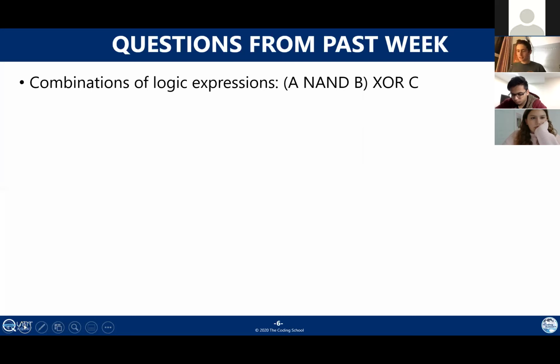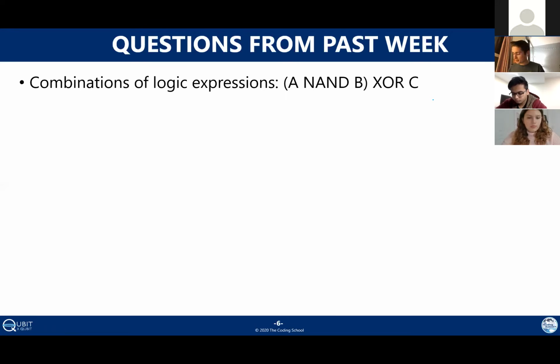Okay, so questions from the past week. The first one that seemed to trip up a lot of people was combinations of logic expressions. There was a question on the homework that looked something similar to this. I don't know if it was exactly the same, but I'm just going to show how I would work through a problem like this. And hopefully that helps with any related homework questions.